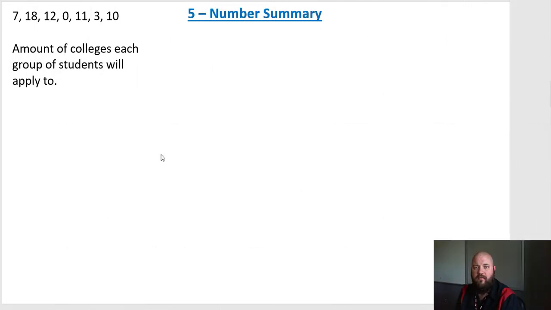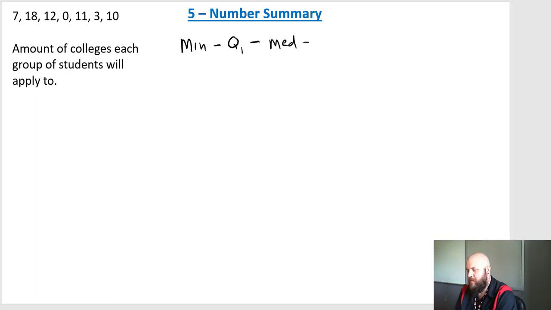Okay, so today we're going to cover the 5-number summary. And let's talk about what that really is. So for our 5-number summary, those 5 numbers include the min, Q1 for the first quartile, our median, Q3 for the third quartile, and our max.